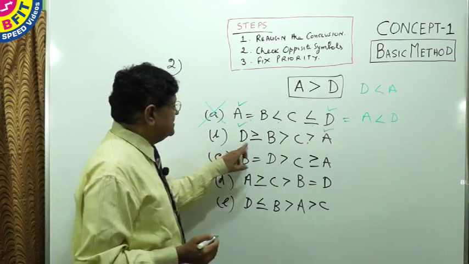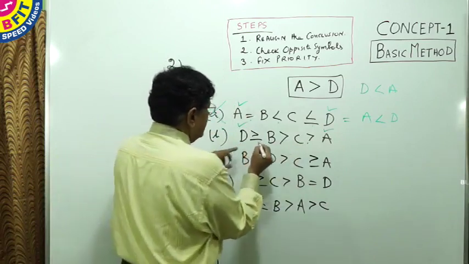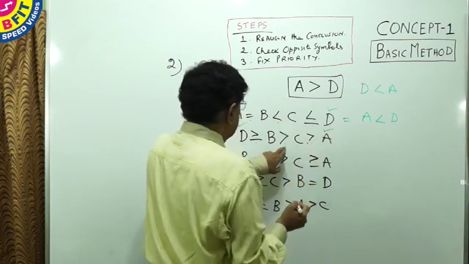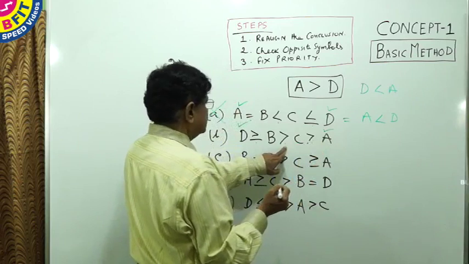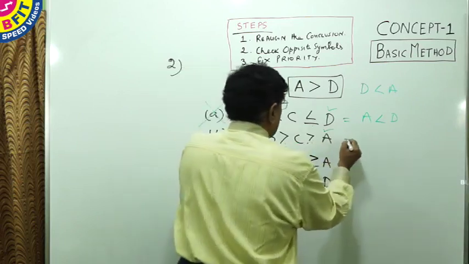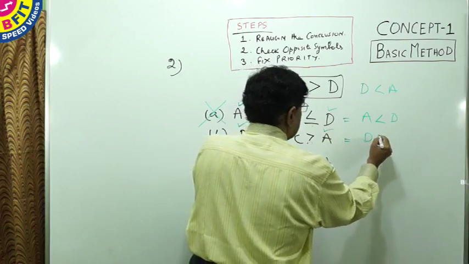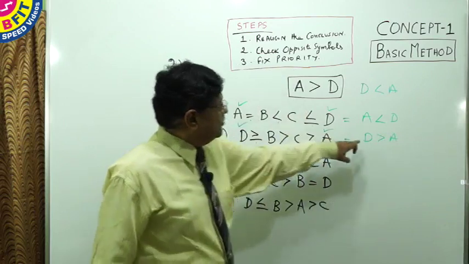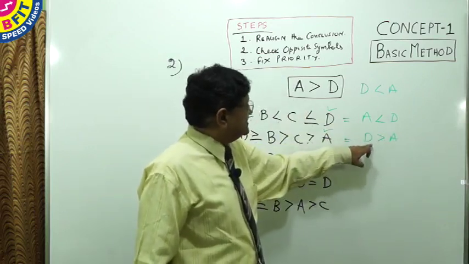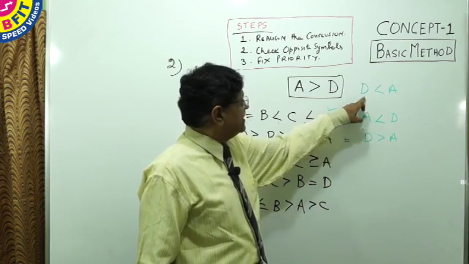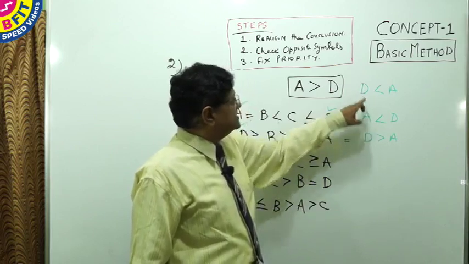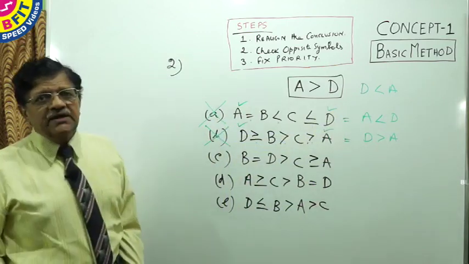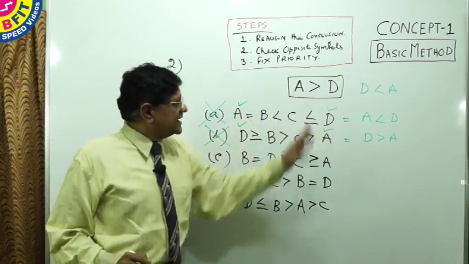Now look at the symbols between D and A: greater than or equal to, greater than and greater than. Among these 3 symbols, greater than has got priority. Therefore the valid conclusion is D is greater than A. But we have to see whether this conclusion tallies with the one we want. Since it is not tallying, expression 2 also does not give rise to the conclusion A is greater than D.